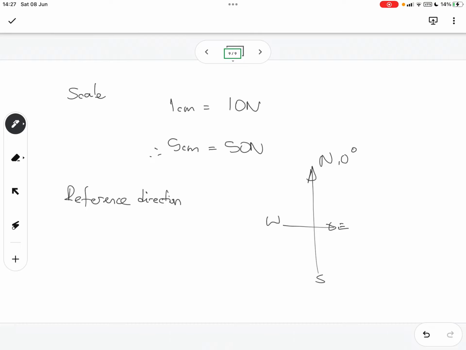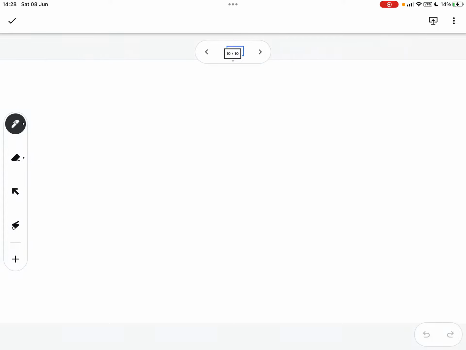Then you decide upon a reference direction. So reference direction, do I start from north, which is 0 degrees, etc. And then because of the scale, you can determine the length of the arrow by drawing it. And then at the end of the vector, you put an arrow head. And then you will write the vector down.